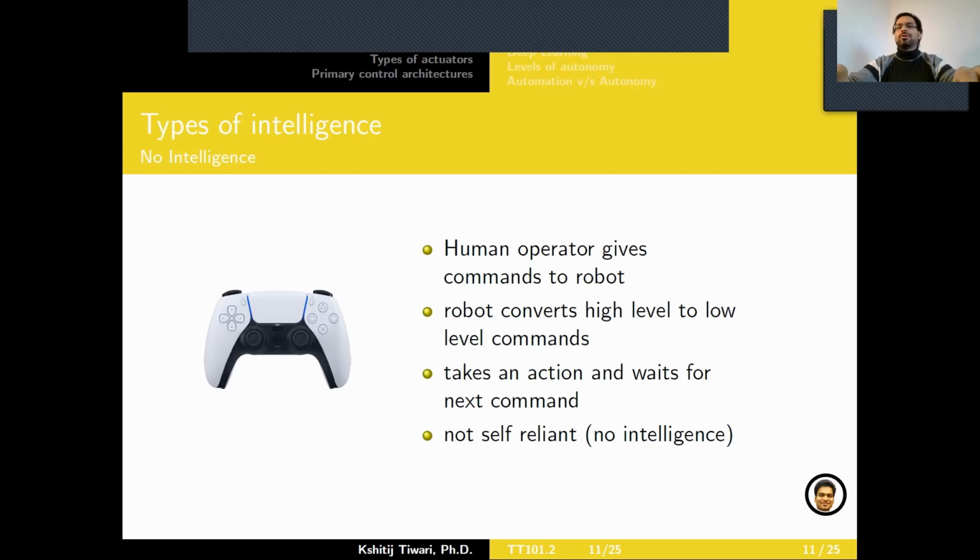So essentially, the robot is not self-reliant. There is literally no intelligence whatsoever. It's waiting for you to keep sending the commands one after another, and then it simply executes them. Think of it like a blind, dumb robot. It cannot do much.